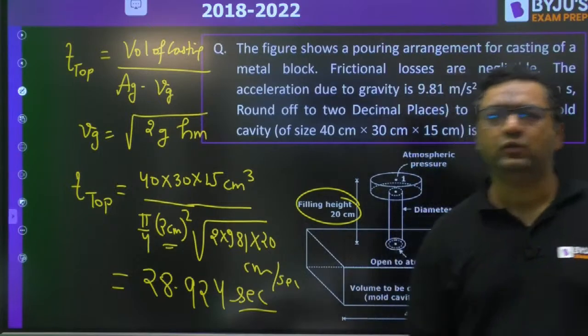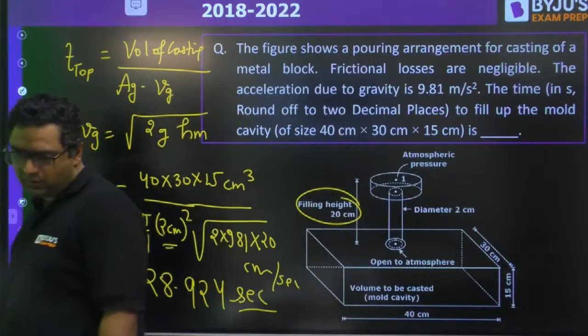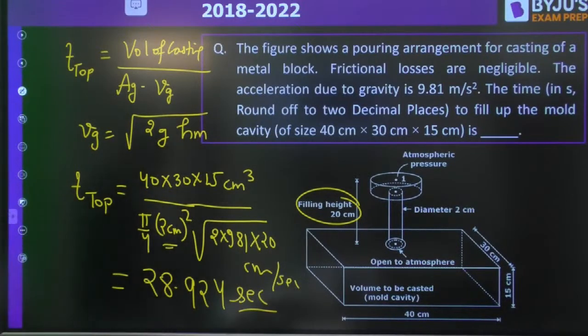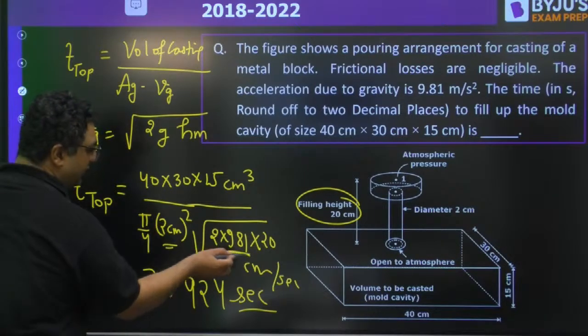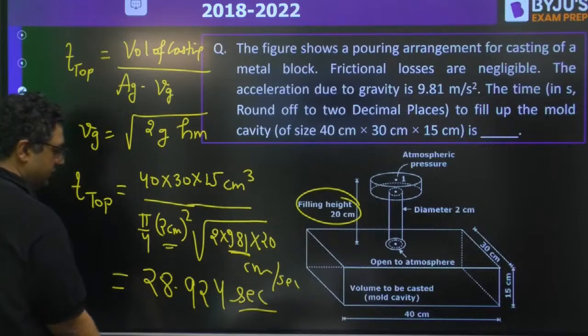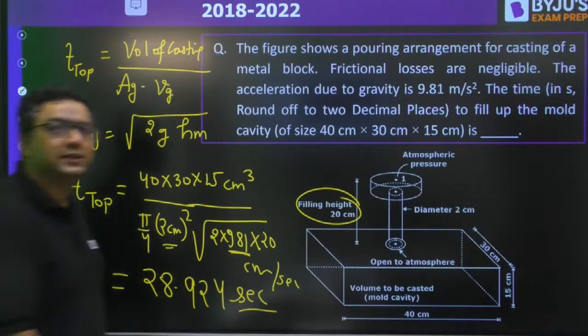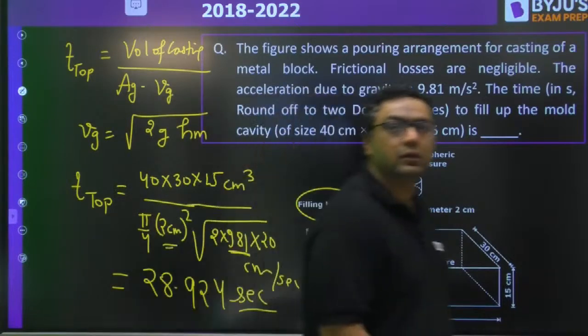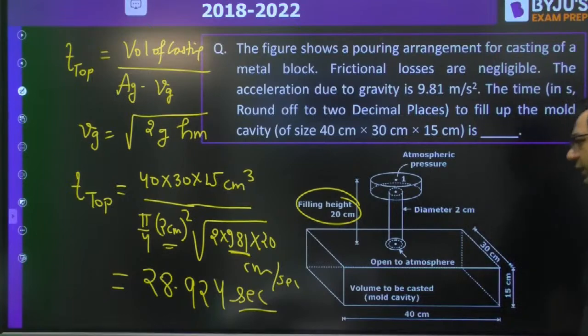Vinod, 142 is not correct. 28.924 will be the answer. Okay, is it clear? This is a very easy question, I feel. So you have not done some conversion. Here, have you converted it into centimeters? Yes, engineer BK, you are correct. Fine.